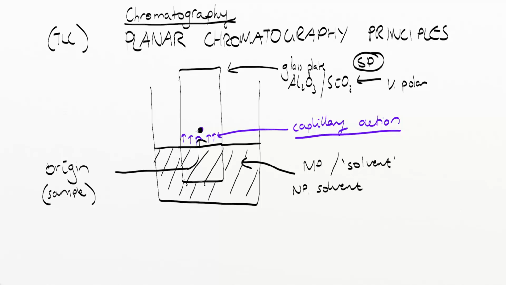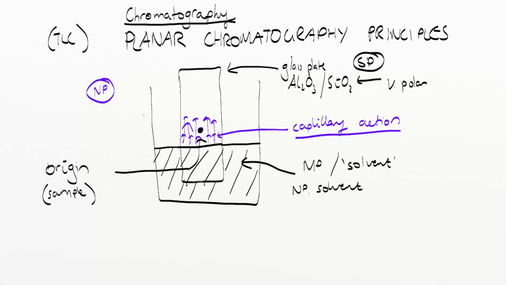As the mobile phase goes up, it will come into contact with the origin, and in doing so come into contact with all of the components inside the origin. What will happen is this. The components will play a game. Let's say one of the components here is a non-polar component. As the solvent creeps up, the non-polar component will spend some time dissolved into the solvent. When it's dissolved into the solvent, it will creep up a little bit because the solvent is moving up.